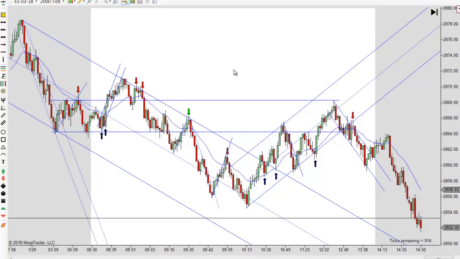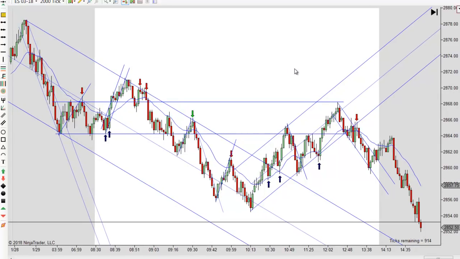But yeah, that's what I saw today. Not the best trading day, but there was movement, and there's enough trades here that you ought to be able to find you a couple of good ones today.